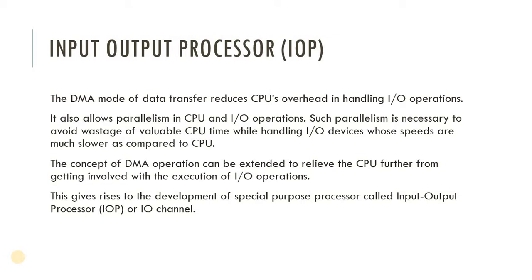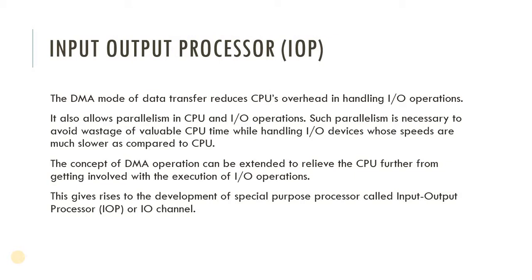This gives rise to the development of a special purpose processor called the input-output processor or the IO channel. The input-output processor is also used to transfer the data between IO devices and memory, but in this approach we will not use the CPU to transfer the data. As in DMA, where we use the DMA controller, in this method we build a separate input-output processor.